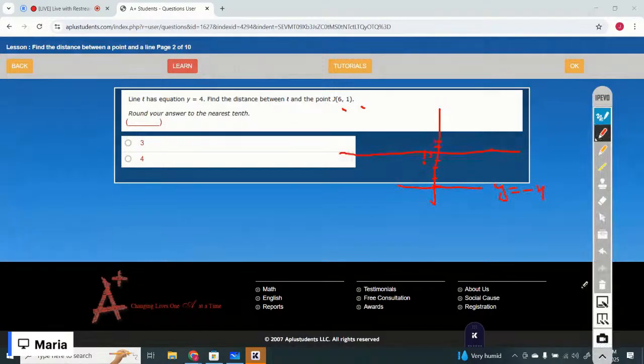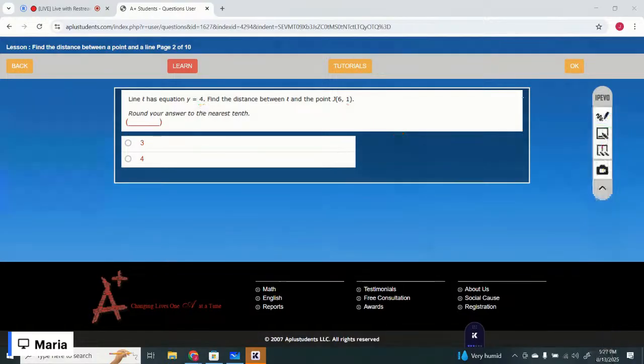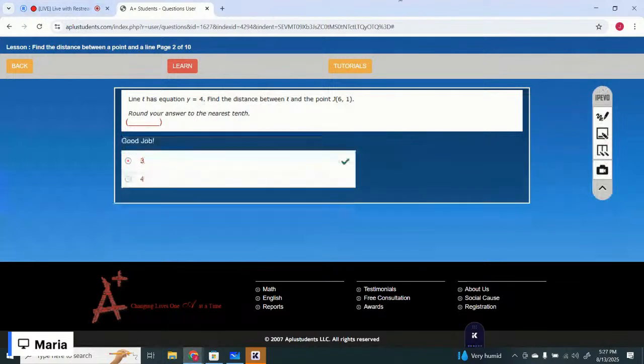So how do we calculate the distance? You can just look at y equals 4 and the y coordinate of the point is 1. So you have to do 4 minus 1, that is 3. Option 1 is the correct option, that is the distance between the line L and the point. Got it? Option number 1 is the correct option.